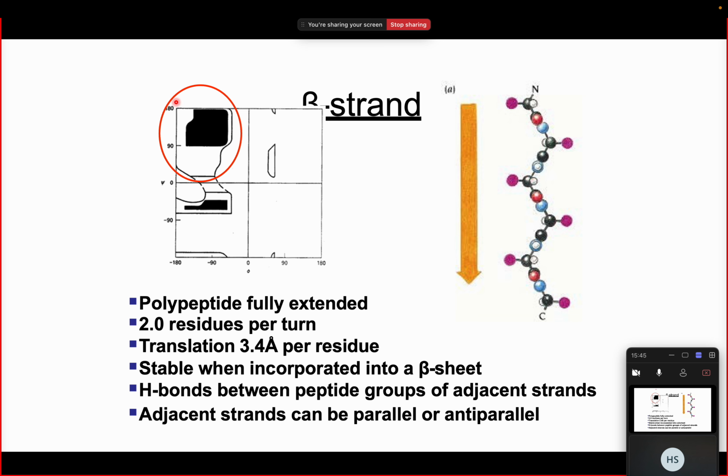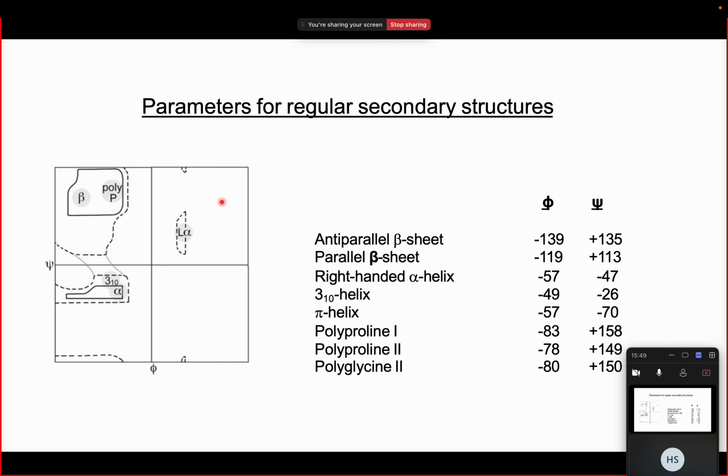So this is the Ramachandran plot as we have discussed earlier. Okay, so there are parameters for regular secondary structures. If you remember, when we were discussing the Ramachandran plot, there are allowed regions, disallowed regions, and restricted regions in which a protein might exist if we somehow change the phi and psi values, right? So these are the regular parameters for such secondary structures where they fall in the Ramachandran plot.